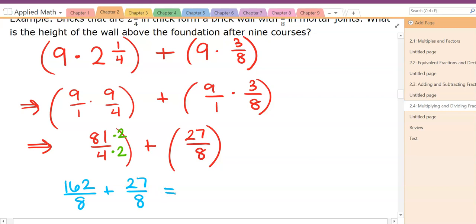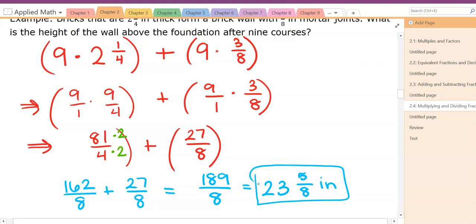At this point, with some of this, grab a calculator and do some of these additions for you. You don't have to do all this in your head. Then you're going to get 189/8 when you add those, which would be the same thing if we divide and change this to a mixed number. 8 can go into 189 23 times, and then it has a remainder of 5, over 8 inches. So that's the height of the wall above the foundation after 9 courses.